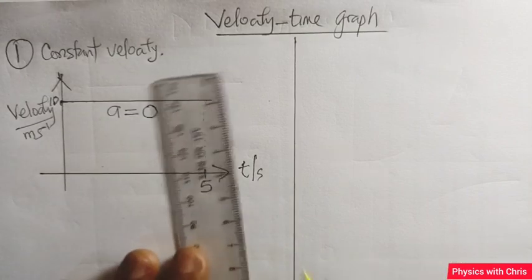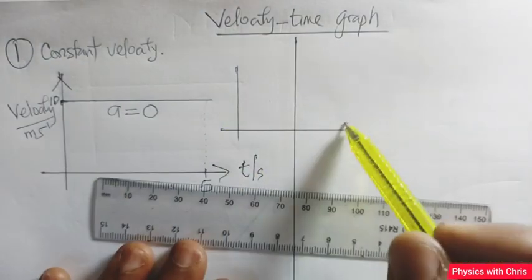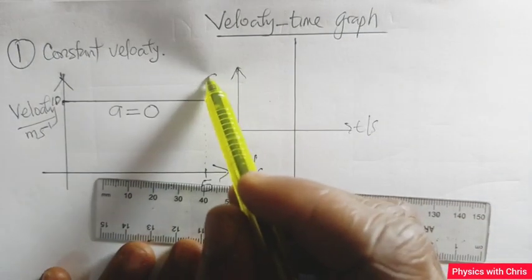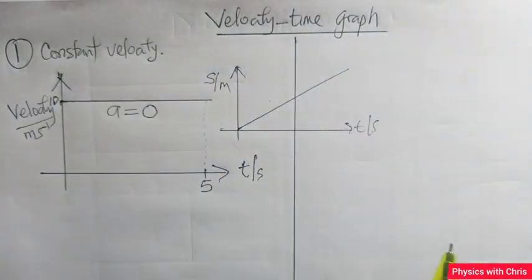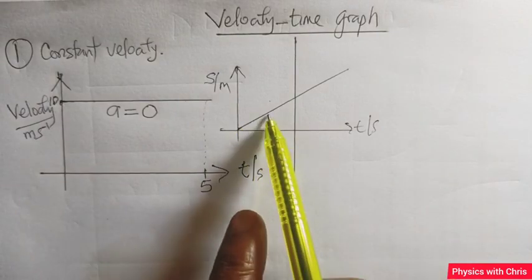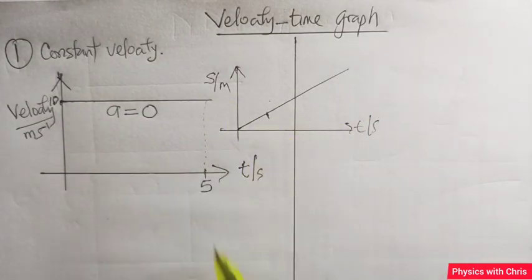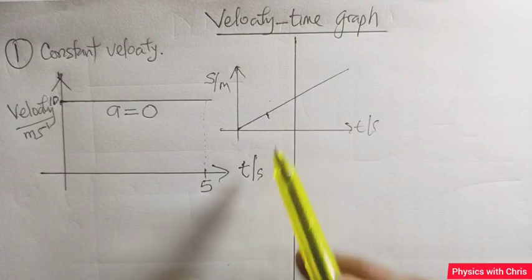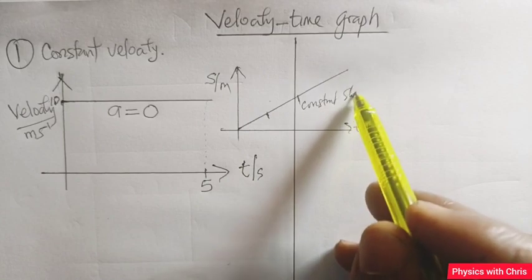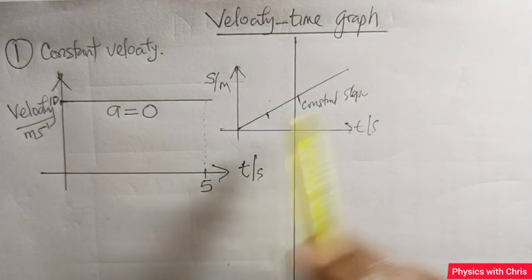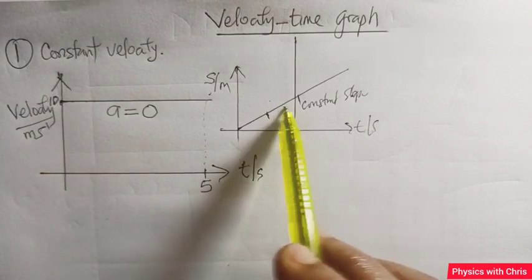If I quickly show you this on a displacement time graph, where displacement is my S, the constant velocity is just a straight line. This is a graph of constant velocity still, because the slope of a displacement time graph represents velocity. And this straight line that has a positive inclination has a constant slope. Since velocity is the slope, and the slope is constant, it's logical to say the velocity is constant.